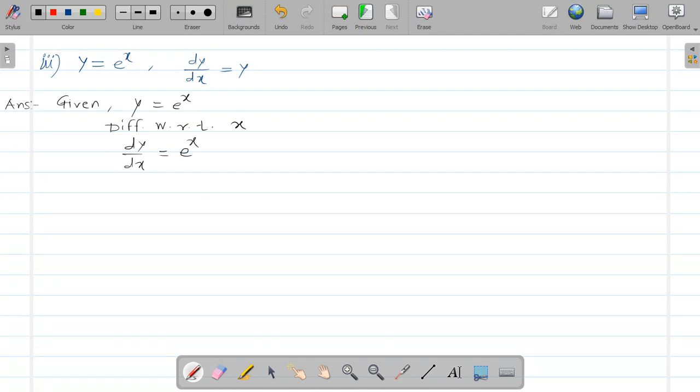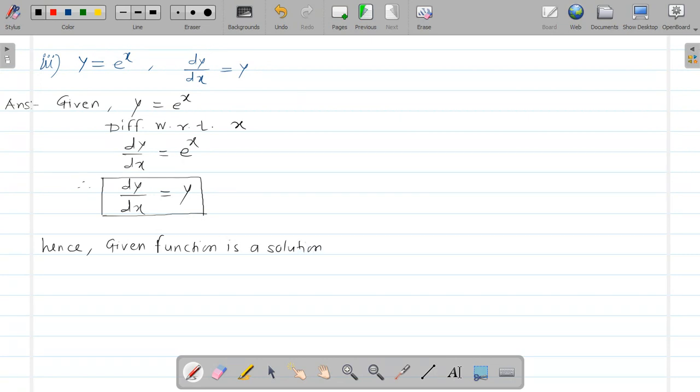Now if you modify this, dy by dx stays as it is. In place of e raised to x you can put y, and hence by using the given function and differentiating with respect to x we get the differential equation, that is dy by dx is equal to y. So we can say that the given function is a solution of the given differential equation.